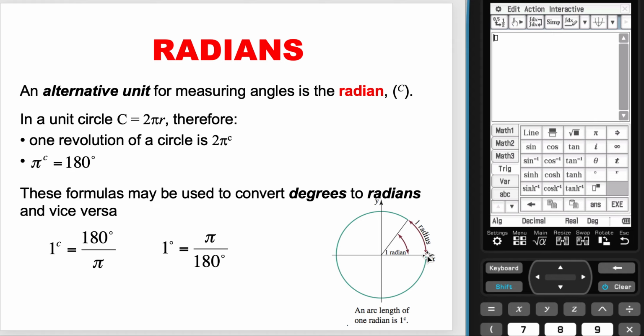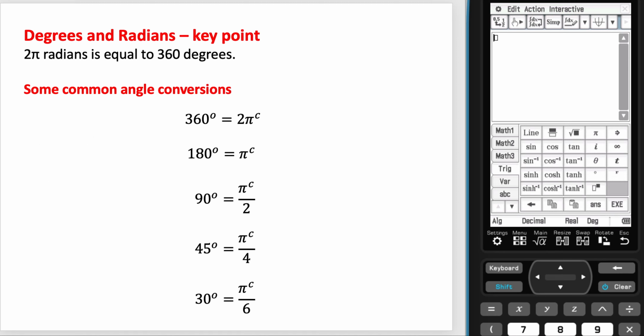We also know from our knowledge of degrees that one full revolution is 360 degrees. So we get this key idea that 360 degrees is equivalent to 2 pi radians. And that's really the big idea that you need to understand from this section. So I've actually added this next slide in. This one's not on your notes. It probably should have been. But the key point here is that 2 pi radians is equal to 360 degrees.